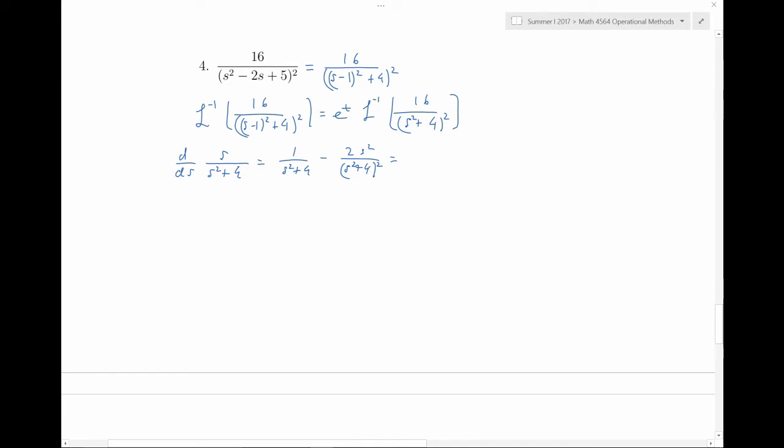this becomes s squared plus 4 minus 2s squared over s squared plus 4 squared. So that is 4 minus s squared over s squared plus 4 squared. This doesn't match the expression we have above, so let's try the derivative of a term that corresponds to sine.